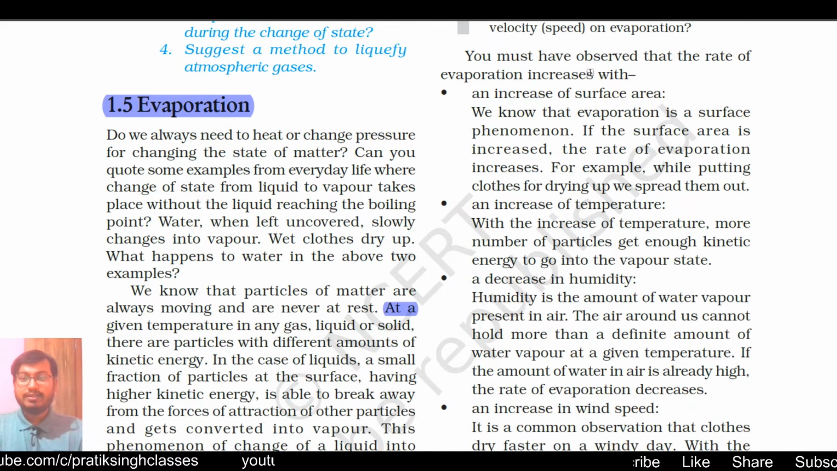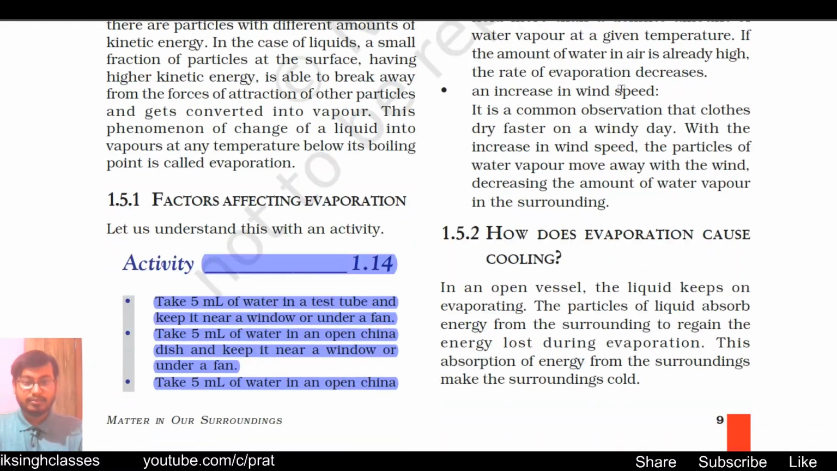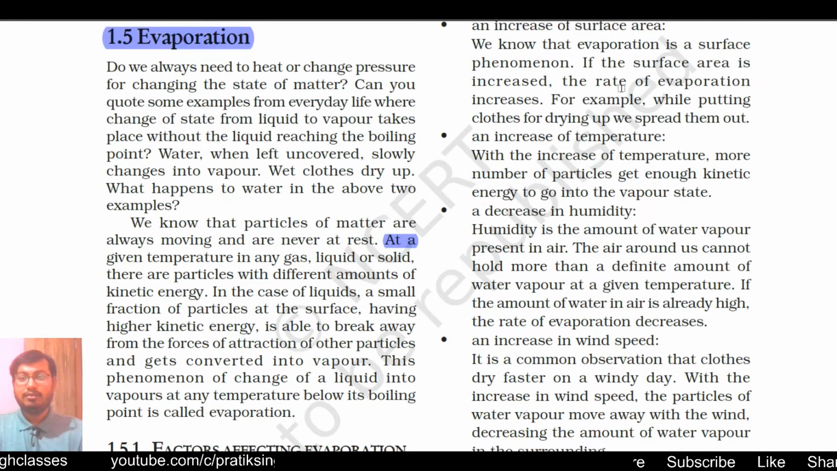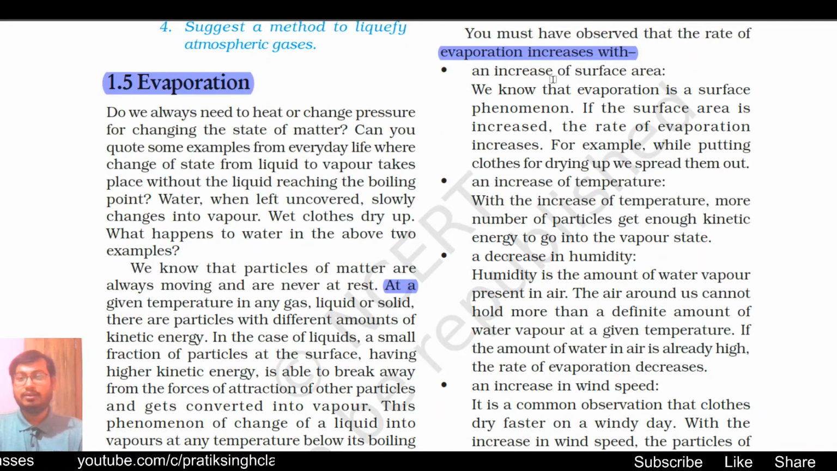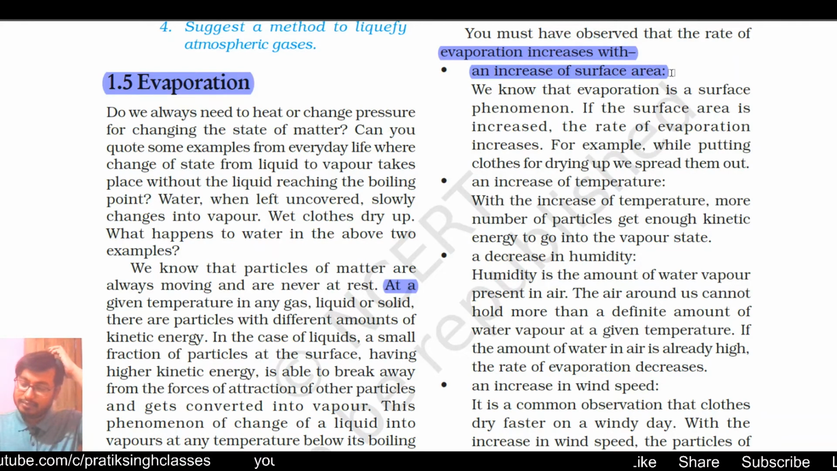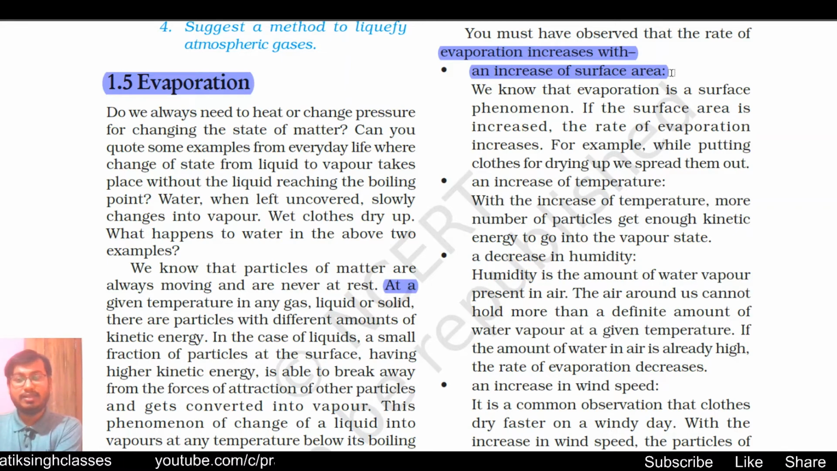You must have observed the rate of evaporation increases with, in this above observation activity 1.14, we come to the following results. An increase of surface area. Surface area means the test tube and china dish both have different surface areas. The surface area of the china dish was far bigger than the open surface area of the test tube.